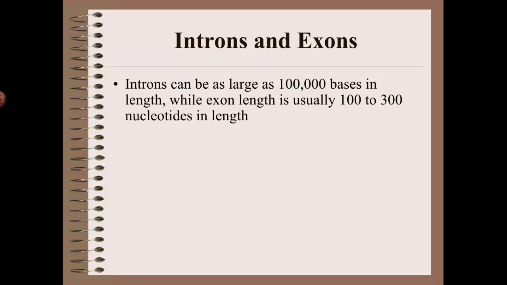Now, if you're copying that, if you're RNA polymerase, you're a scribe, you don't care. You just copy everything you see there. But in order to make sense of it, we've got to cut out these pieces of useless information. And they could be very, very big.